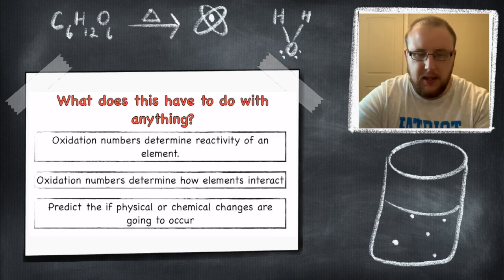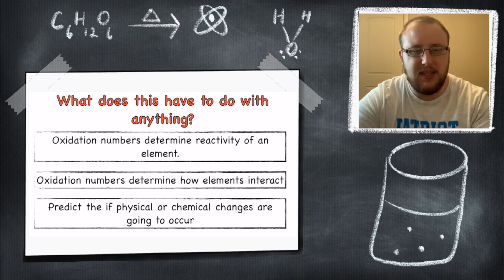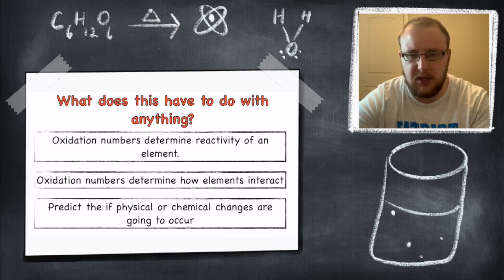So what is the point of all this? What does this have to do with anything? Well, oxidation numbers determine how reactive an element is. They also determine how elements interact with each other. But the biggest thing is it allows us to predict the chemical and physical changes that can occur.